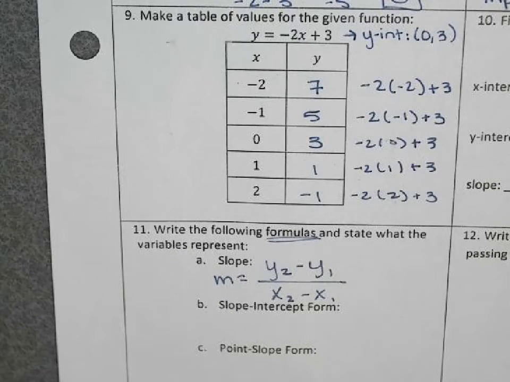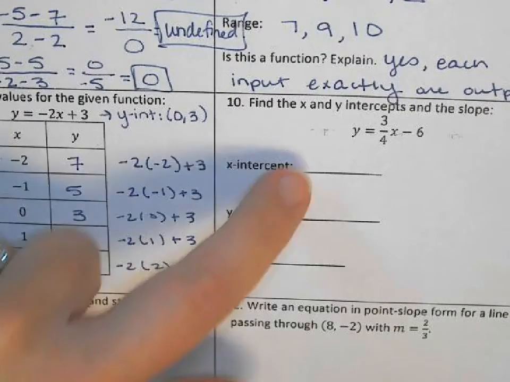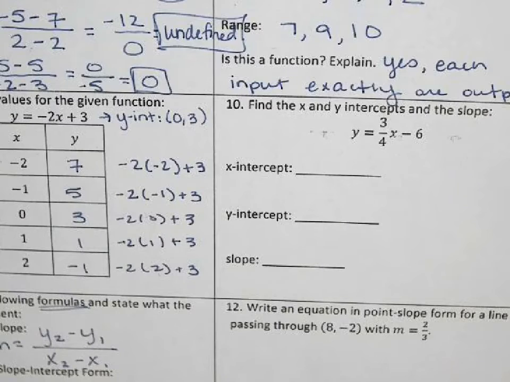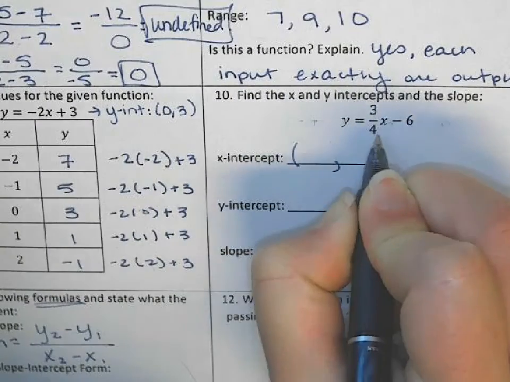Okay. Number 10, it says to find the x and y intercepts and the slope. A lot of people are losing points here because they're giving me numbers for your x-intercept and y-intercept. Your x and y-intercepts both need to be what? Points, meaning I need a parenthesis, a number, a comma, a number, a parenthesis.